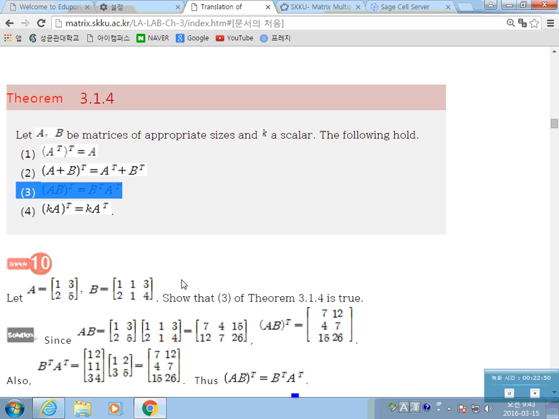I think one of you can show this. Mr. Iseung-jin? Yes, I think you can show this. What do you have to do for this? We want to show two matrices are equal. So what do you have to do? Just compare the arbitrary ij entry of the left-hand side with the ij entry of the matrix on the right-hand side. That's all you have to do. So just find the ij entry of (AB) transpose and the ij entry of B transpose times A transpose and show they are the same. Then it's done. Okay?